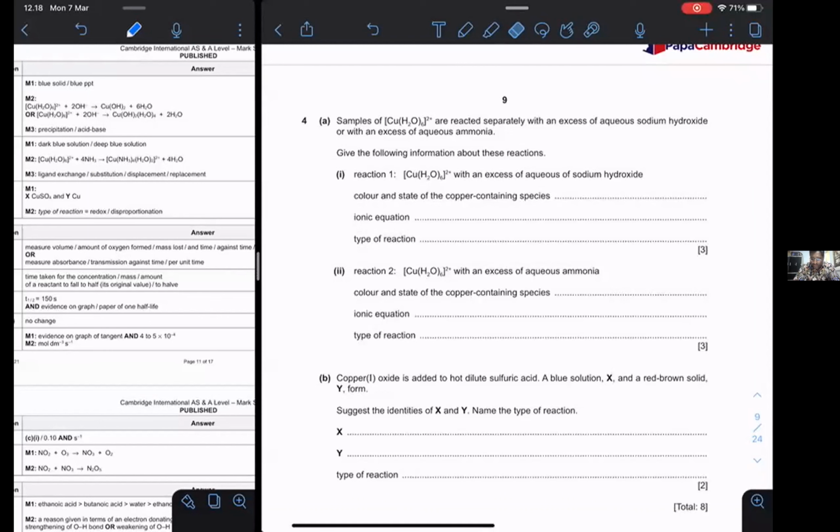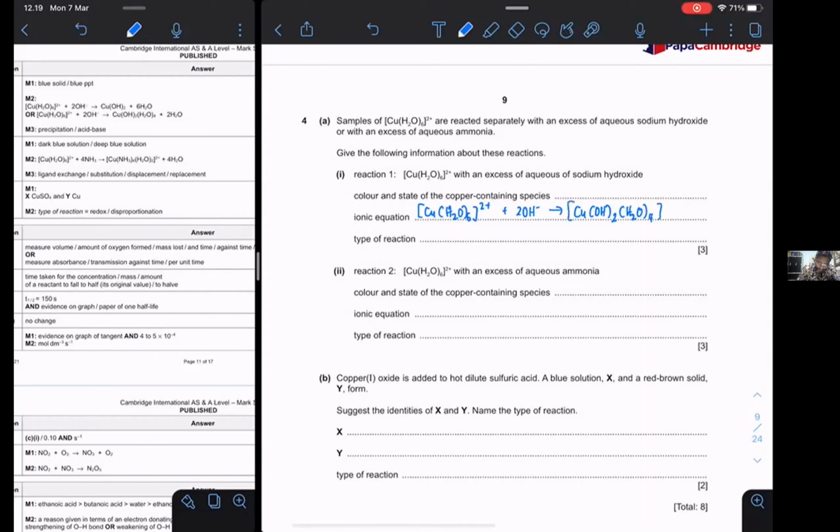So for the first one, Cu(H2O)6 2+ with excess aqueous sodium hydroxide. So what will happen? You are going to have 2 moles of OH minus coming in. I'll rewrite this first. So you are going to have 2 OH coming in, and you are going to get Cu(OH)2, and then 2 moles of H2O will be removed. So you have Cu(H2O)4 in brackets.